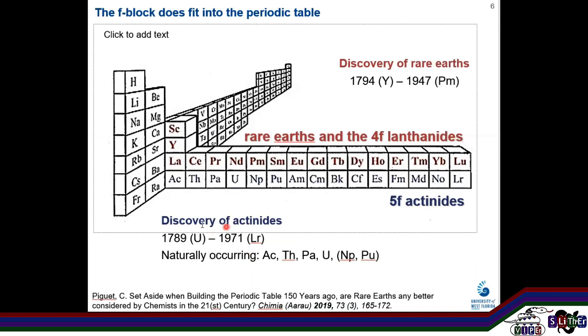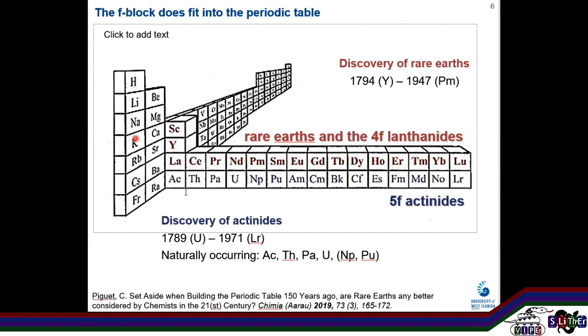The actinides, on the other hand, were discovered much later, or not much later, but most of them are human-made. And so thorium, uranium, plutonium are all naturally occurring. Actinium and protactinium are in very, very small quantities, as well as neptunium and plutonium, which have been found just as decay products from some of the naturally occurring elements.